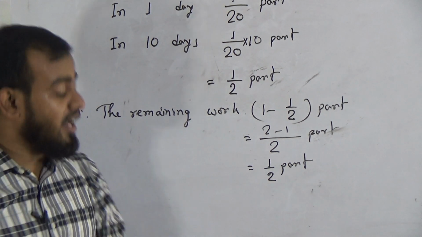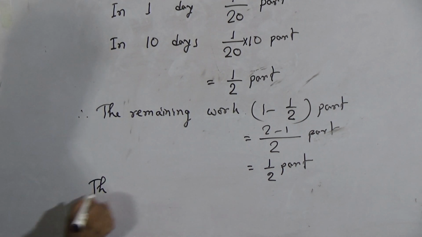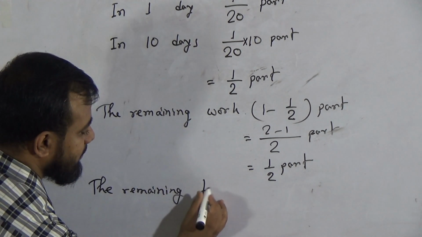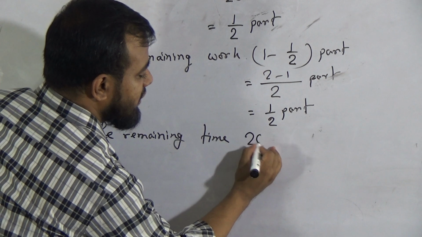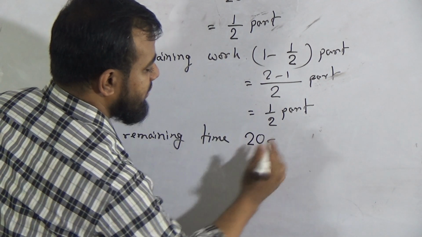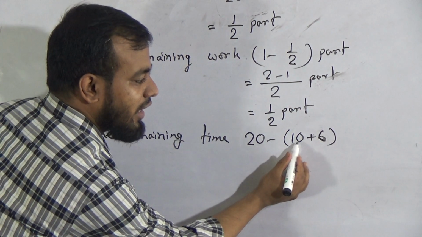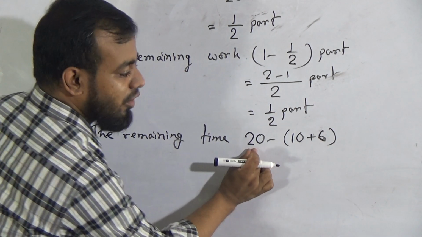Now what is the remaining time? Dear students, 10 days they work together and 6 days passed away for the bad weather. But we need to complete this work within 20 days. So the remaining time is 20, the total time, minus (10 plus 6), because 10 days they worked and 6 days passed for bad weather. So these 2 are added and subtracted from 20.